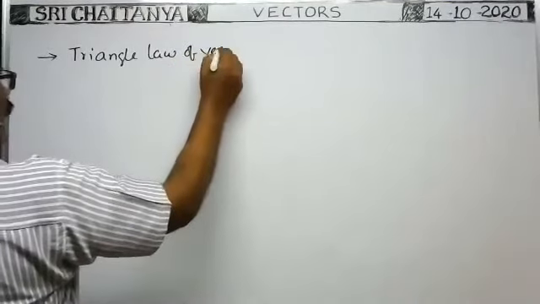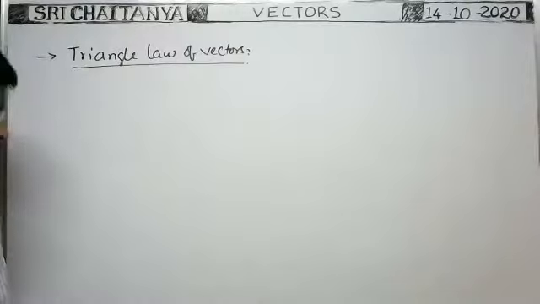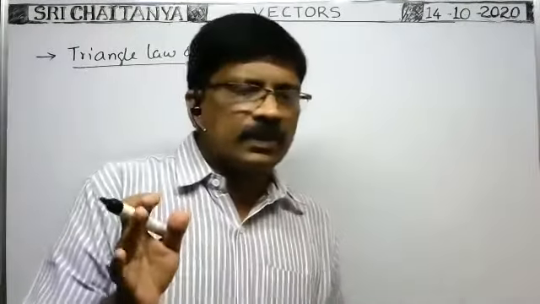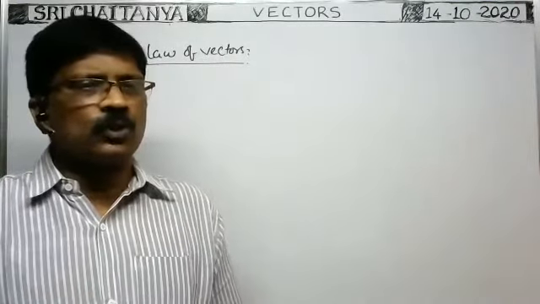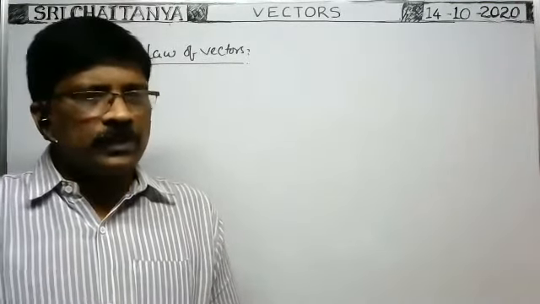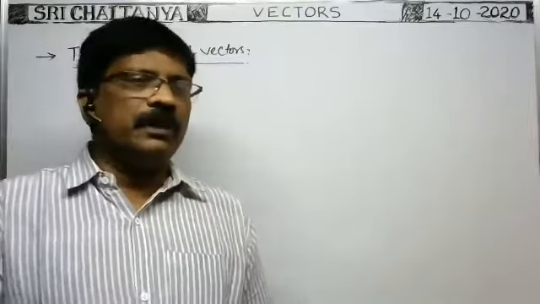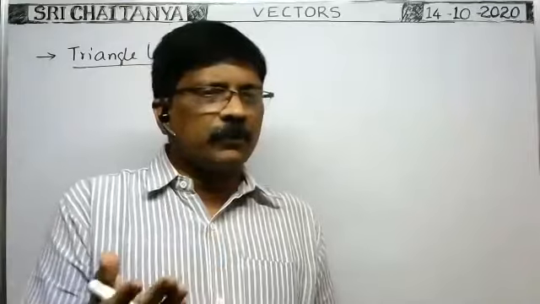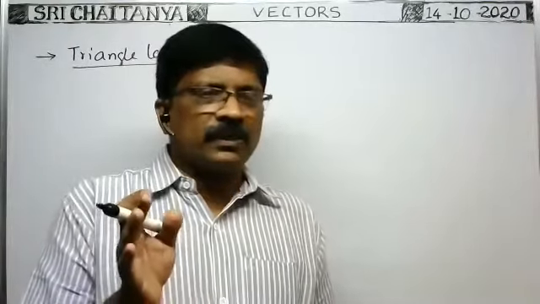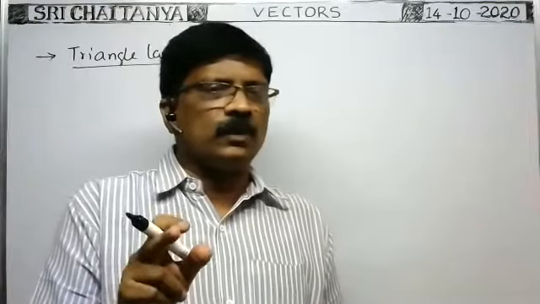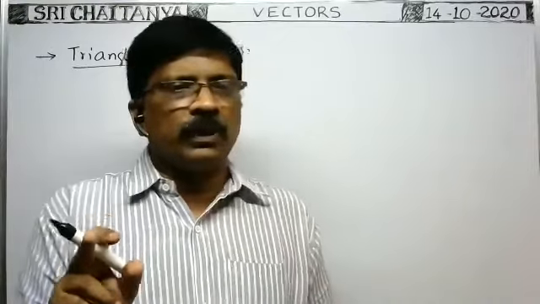Triangle law of vectors. Whenever two vectors act on a particle simultaneously, in order to find the resultant of those two vectors, we have seen how we can use the parallelogram law of vector addition. And we derived the formula for the magnitude of the resultant of two vectors and the direction of the resultant also. The magnitude of the resultant of two vectors, capital R, is equal to the square root of p square plus q square plus 2pq cos theta, we got.